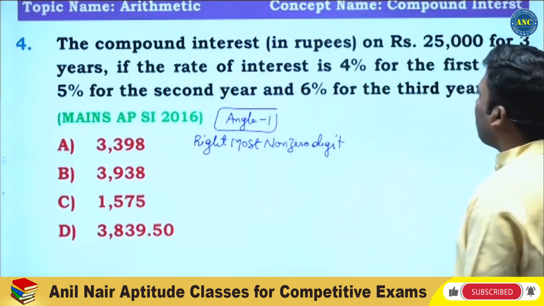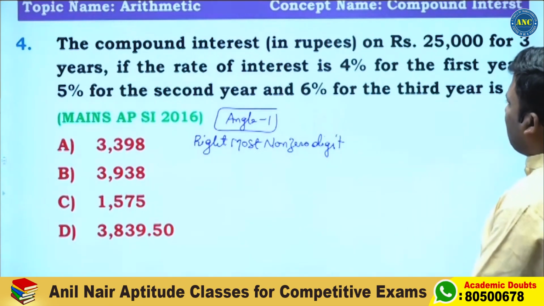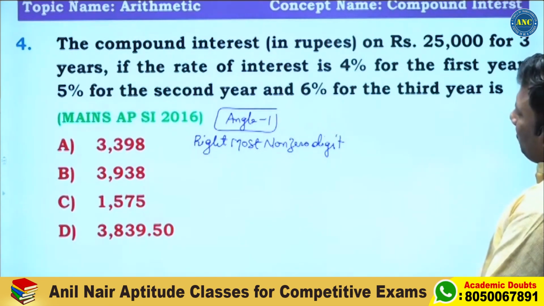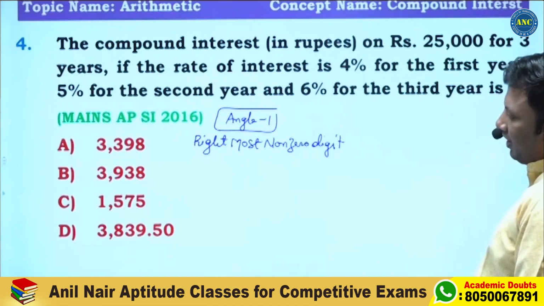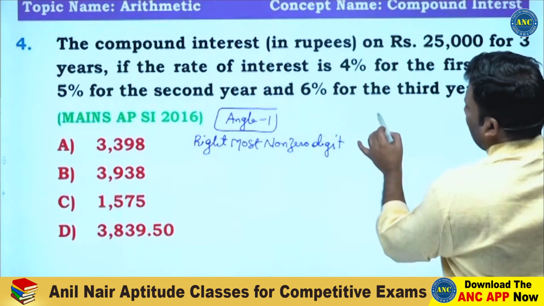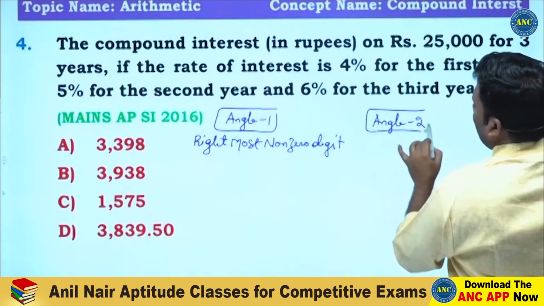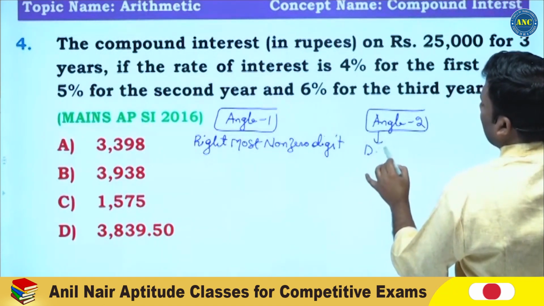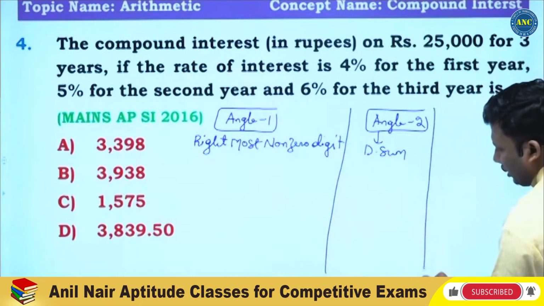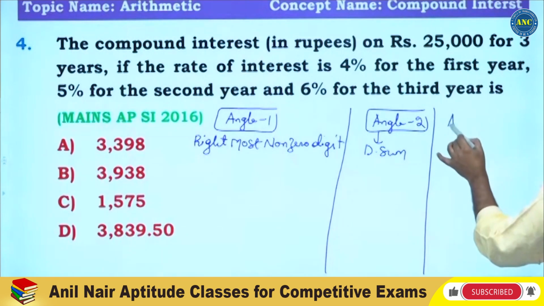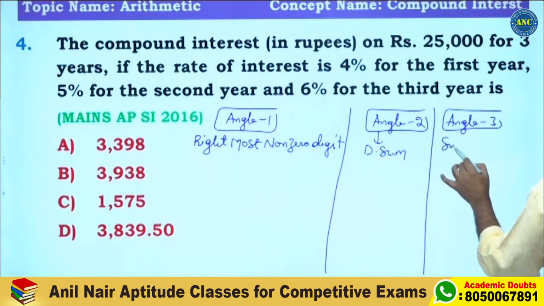The compound interest on rupees 25,000, if the rate of interest is 4%, 5% and 6% for the third year. What are the various angles to solve the problem? Angle 1, rightmost non-zero digit. Angle 2, digital sum. Angle 3, successive change.